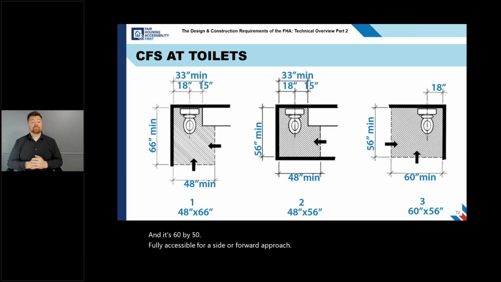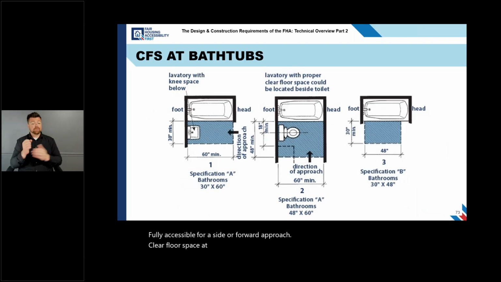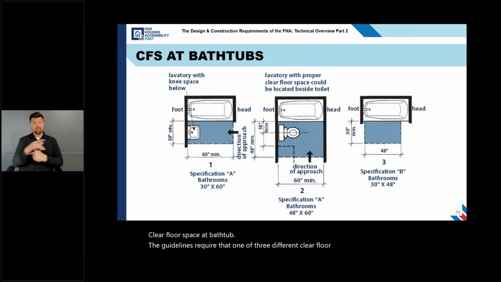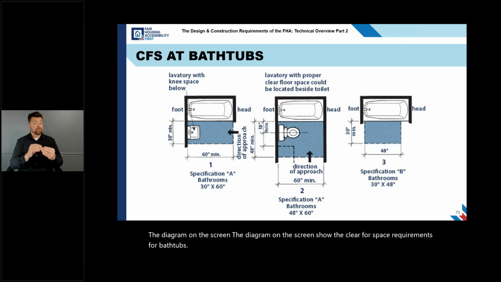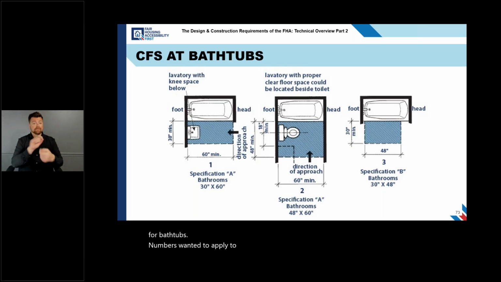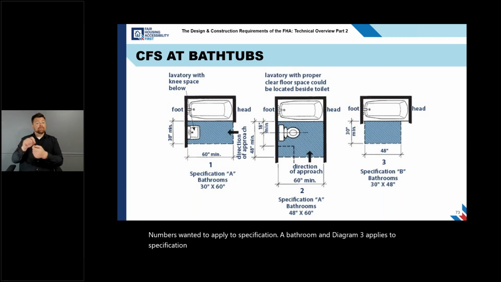Clear floor space at bathtubs. The guidelines require that one of 3 different clear floor space designs be provided at bathtubs. The diagrams on the screen show the clear floor space requirements for bathtubs. Numbers 1 and 2 apply to specification A bathrooms, and diagram 3 applies to specification B bathrooms.